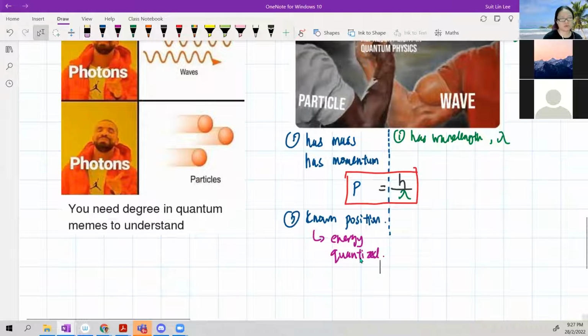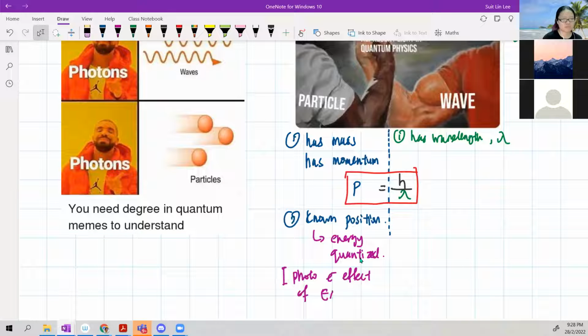So this one is when there is the photoelectric effect of light, EM wave. So light or EM wave already begins to show particle property. But for this lambda, as mentioned just now, it can be diffracted.